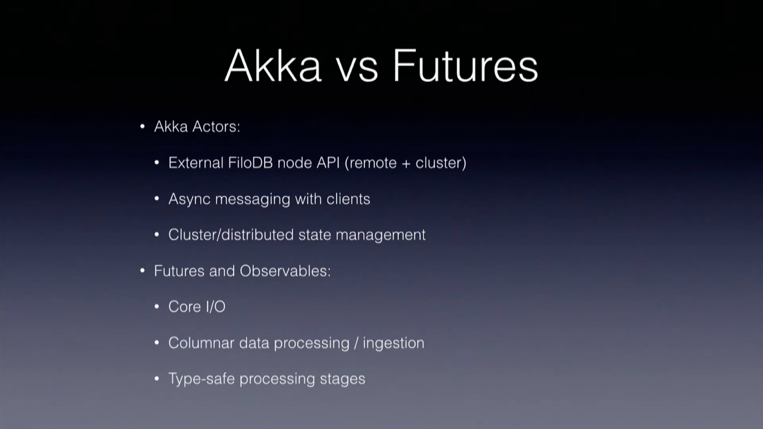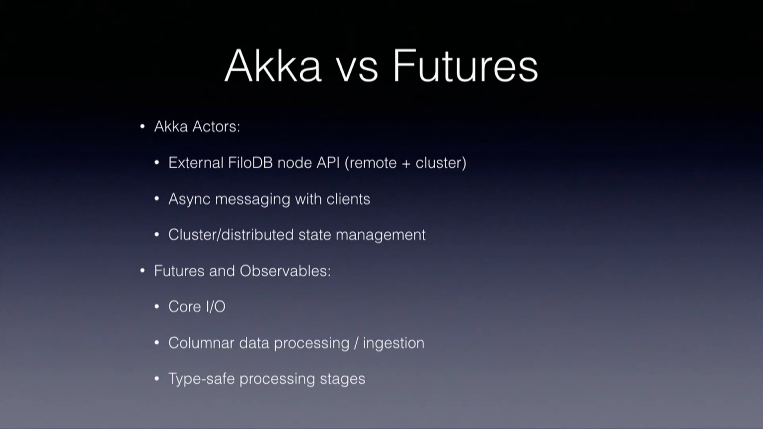We use actors for basically external APIs, for doing asynchronous messaging to and from clients, request response, other things like that, as well as for cluster and distributed state management. So that is a pretty good use of actors, in my opinion. And then we use futures and observables for core I/O, for doing data processing and ingestion, maintaining type safety. The actor API is basically like you can ingest messages of any type, so it's not as safe. And for doing data flows with back pressure.